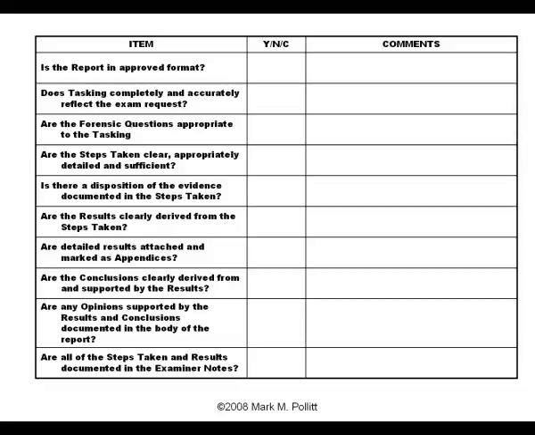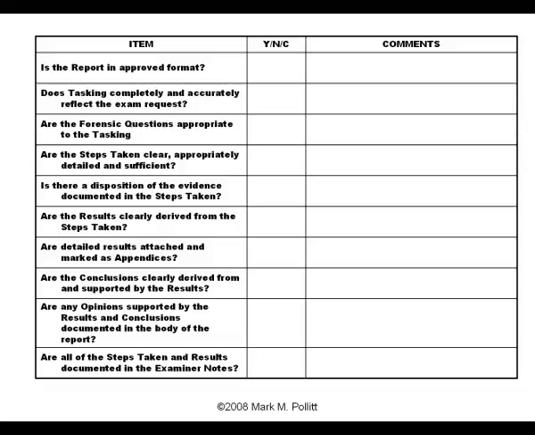The next step down: are the conclusions clearly derived and supported by the results? If it's not in the results, you can't draw a conclusion. Now, conversely, if it's not in the steps taken, you can't have results for it. So you've got to make sure that you have the steps taken that produce the results, and then what the results are themselves, and then you can draw your conclusion and explain what your conclusion is. And this particular block is asking, are the conclusions clearly derived and supported by the results? And if you can't look at it clearly and see that, then it probably needs either rewording or reworking or reorganization in some fashion.